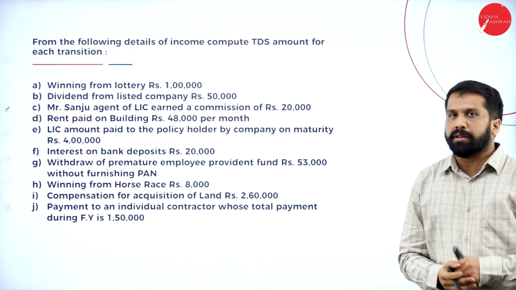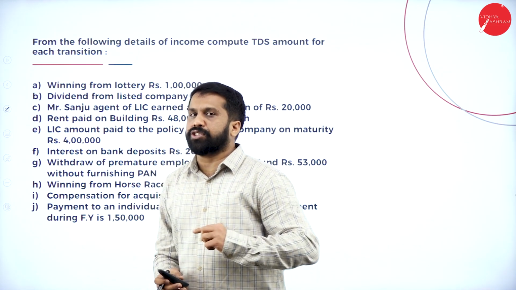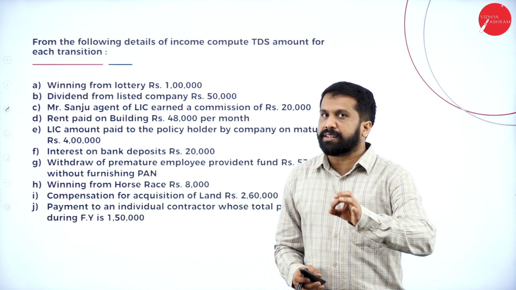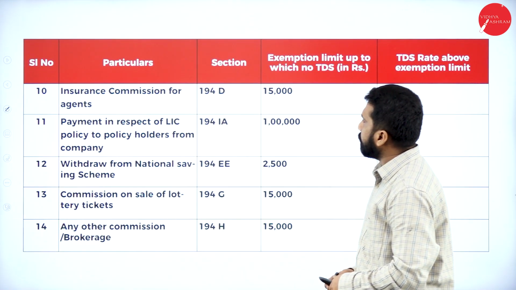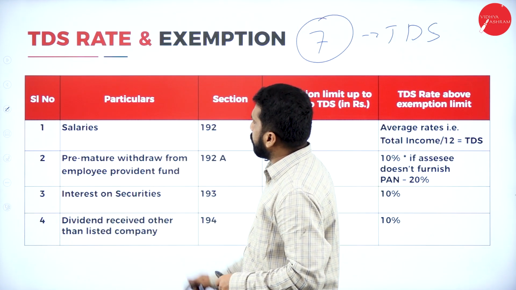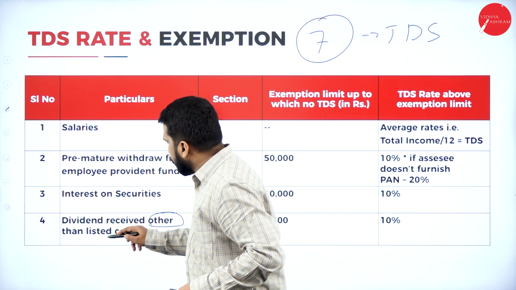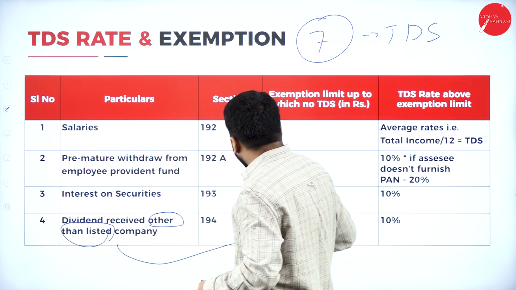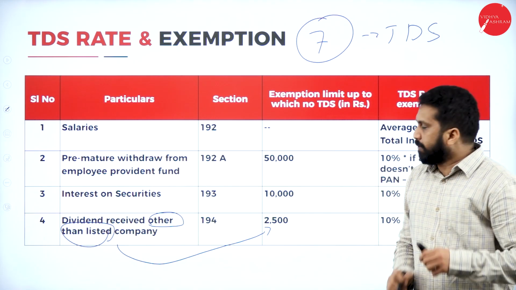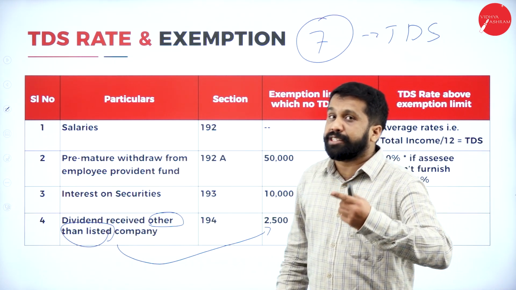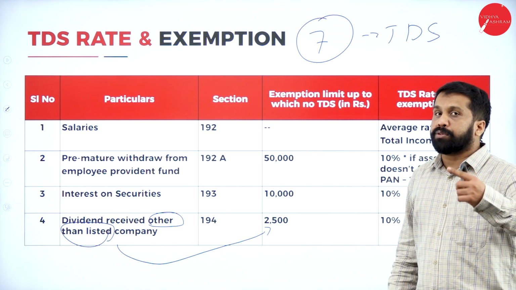These are the TDS rates. These are your problems. Remember, while doing problems, there are listed shares and unlisted shares. For listed shares, dividend up to 10 lakh is exempted. Unlisted shares, I'll show you. See, dividend received other than listed. What is the limit? 2,500. Be careful while reading the question. If they have given other than listed, then what is the limit? Up to 2,500 no tax, above 2,500 tax.